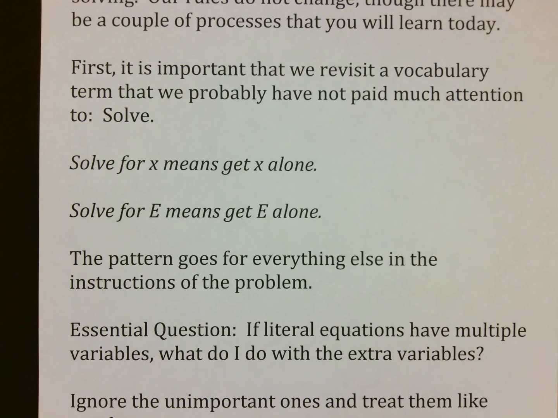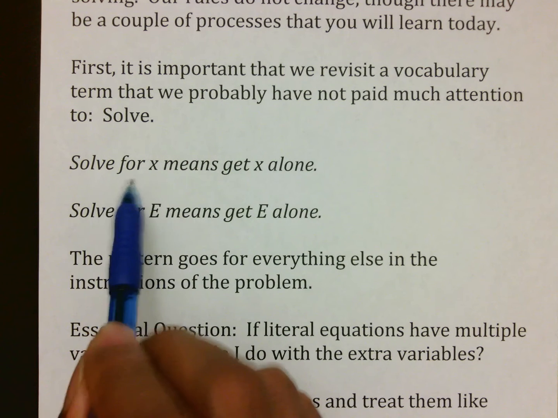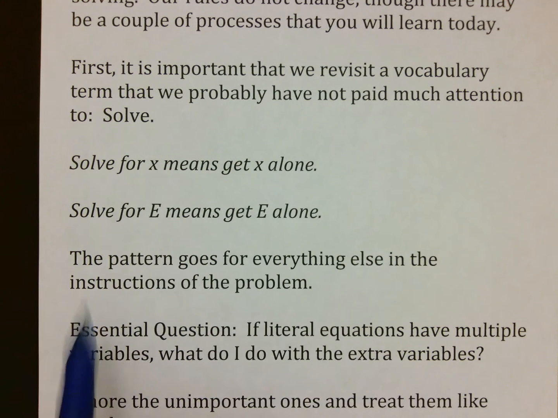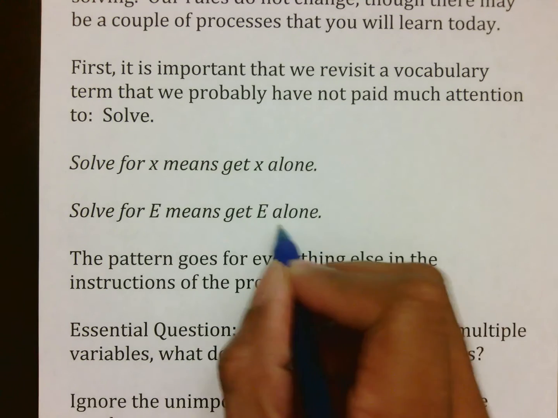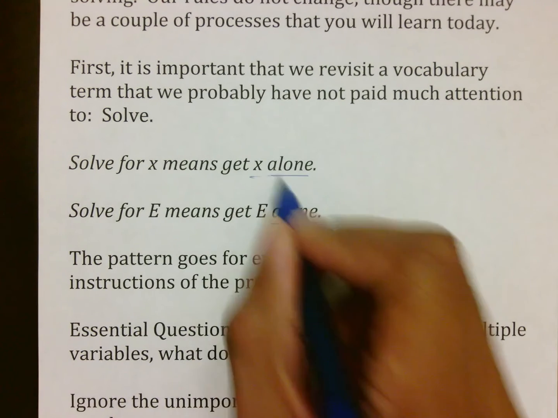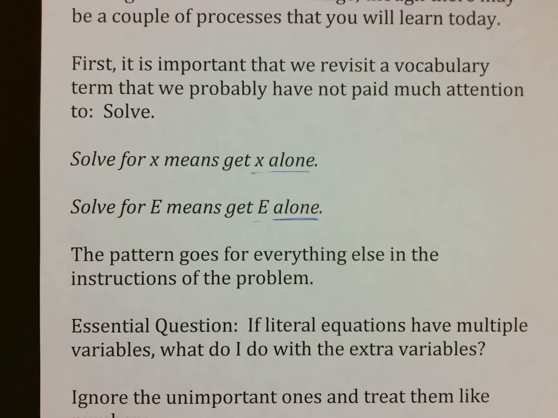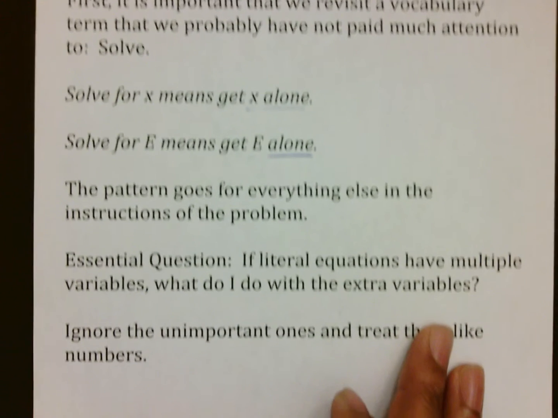We've asked you to solve for x, we've asked you to solve for m, but what we've got to understand is that solve for x means get x alone, just like solve for e would mean get e alone. So if I was asked to solve for t, that would mean get t alone. So anytime you're asked to solve for something, the key thing you want to understand is that you want to get whatever that variable is by itself. That pattern goes for everything else in the instructions of the problem, so just keep that in mind as we go through today.